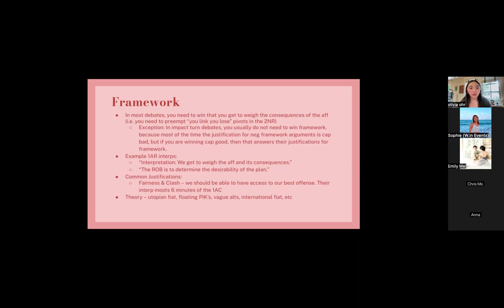Example 1AR interpretations are ones you've probably seen at the top of 1AR docs against the CapK. Interpretation: we get to weigh the AF and its consequences against a competitive and material alternative. Another one is: the role of the ballot is to determine the desirability of the plan.